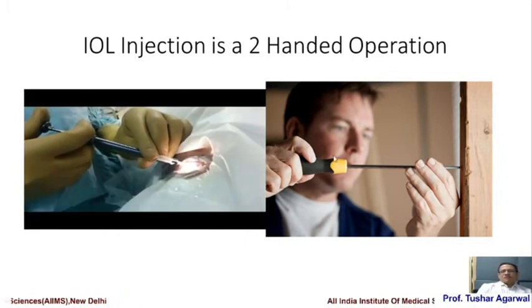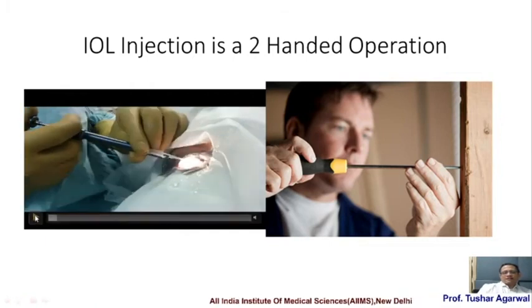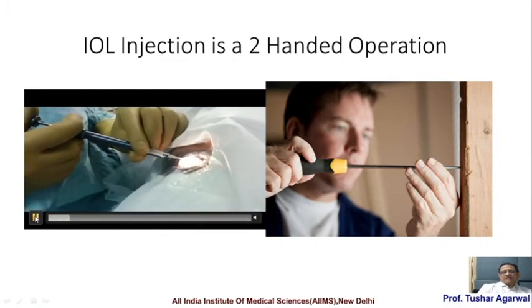So just compare this left video with this photograph. So this is the non-dominant hand. So it is doing two things. It keeps the cartridge aligned.